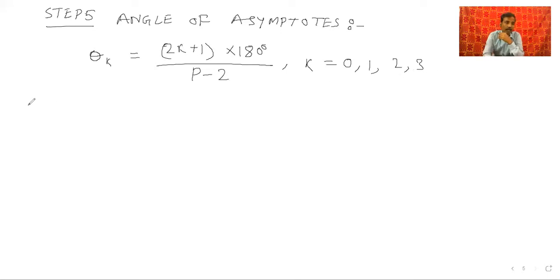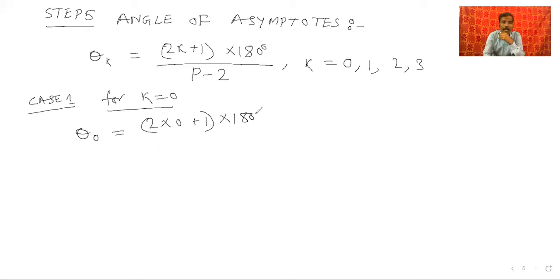So case number 1, for K equals to 0. For K equals to 0, what is the value of angle of asymptotes theta 0? 2 into 0 plus 1 whole into 180 degree by 4 minus 0. Then calculate theta 0. What is the value of theta 0? 180 degree by 4.